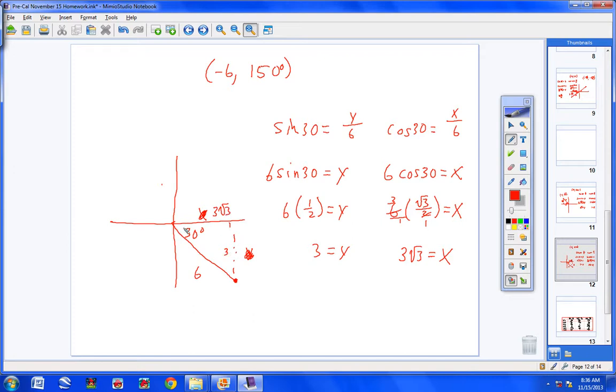So it looks like you went over 3 square root of 3 to the right, and then down 3. So this ordered pair right here would be 3 square root of 3 comma negative 3, because you have to go down 3. So there we go. So we took this polar coordinate and we rewrote it in rectangular form. Okay, rectangular coordinate form. So there we go.